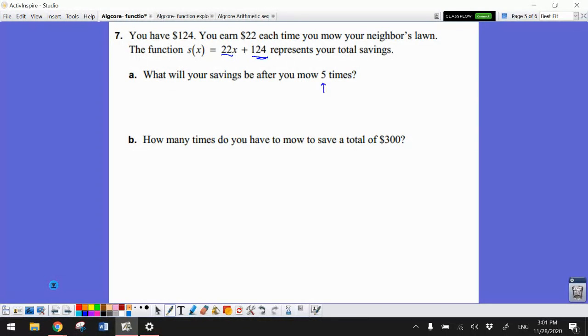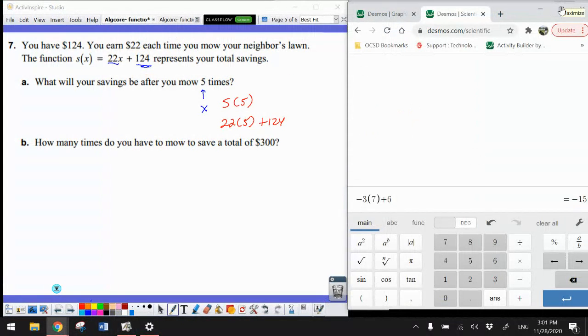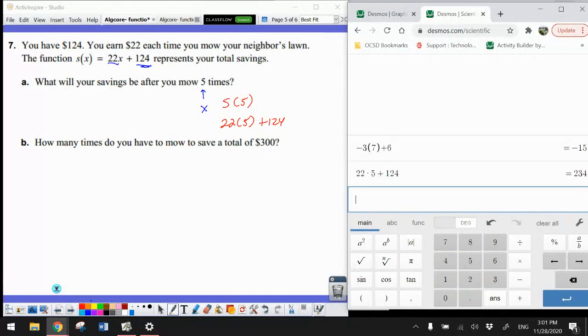Well, this is not a total. This is my x. So I'm really wanting to know, what is f of 5? And since we're actually using s, it wants to know s of 5. So what is 22 times 5 plus 124? Well, let's figure it out. 22 times 5 plus 124 gives me a total of $234.